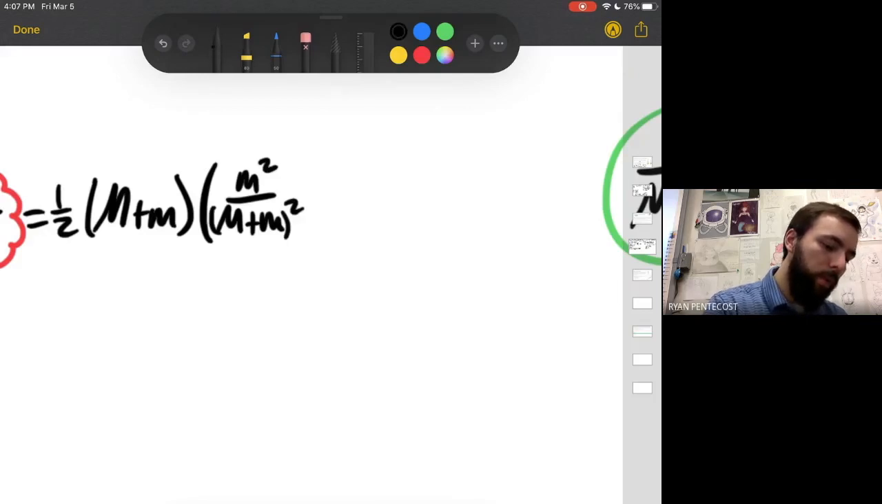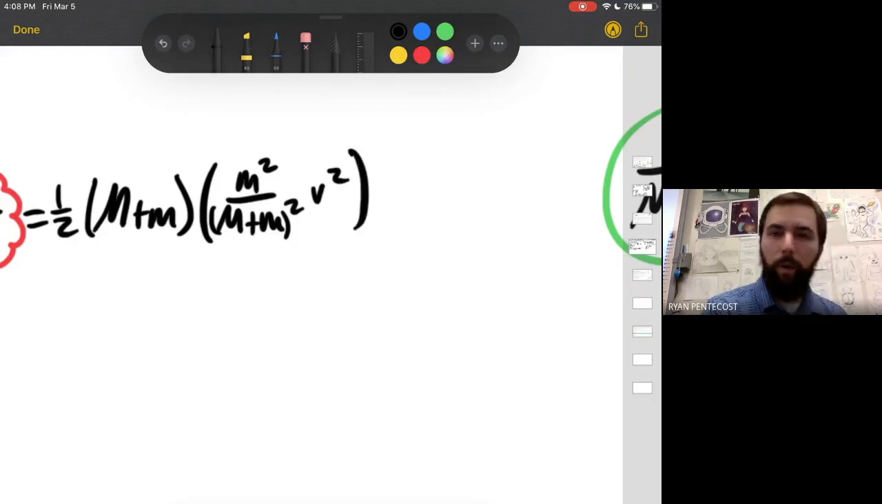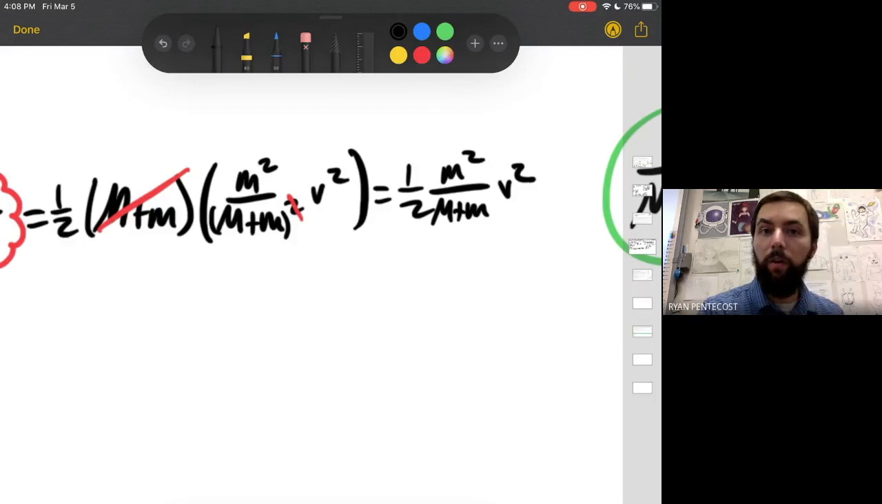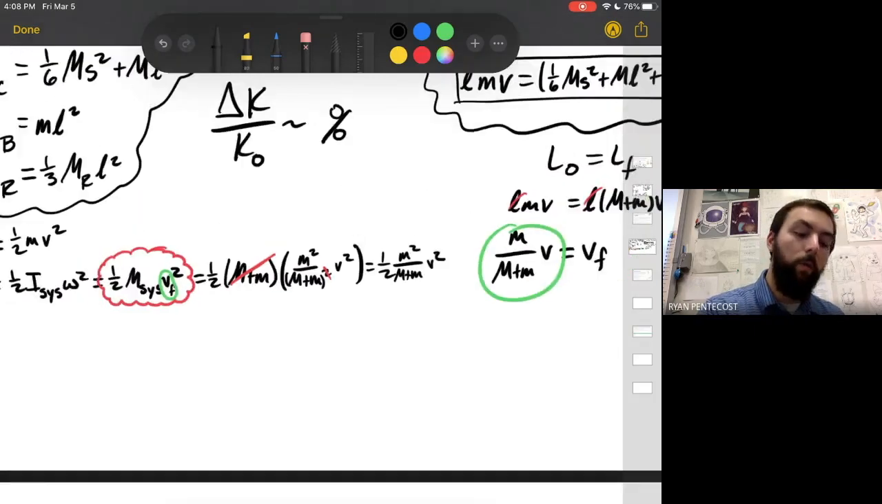That quantity below is squared, and then the V is now squared, right? And just like before, that will cancel one of those, giving us the equation 1/2 little m squared divided by the sum of masses times V squared. And that's our final kinetic energy. We're not done though. Remember, we need delta K divided by K naught.